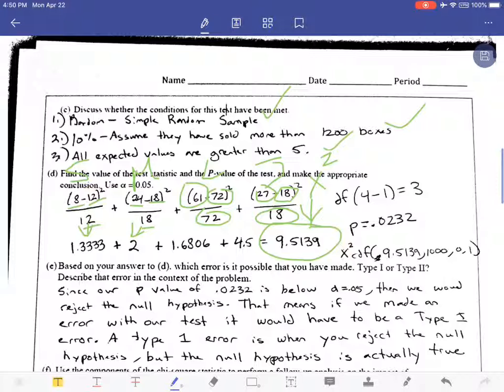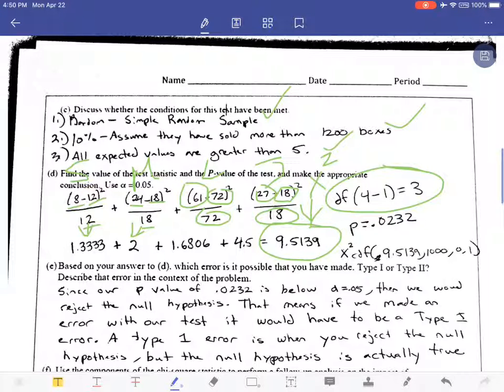Something else that we're going to need to know is degrees of freedom. So the rule for degrees of freedom is you take your number of categories minus 1. So we had 4 categories, small, medium, large, and jumbo, minus 1. That gives us 3. So our degrees of freedom are going to be 3.